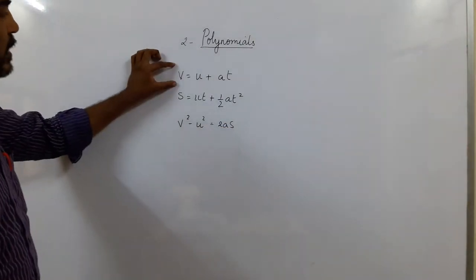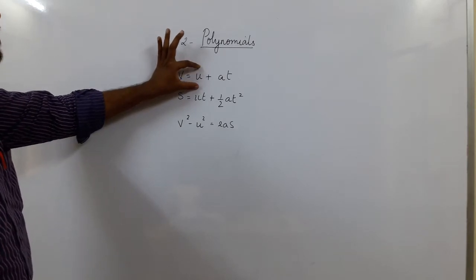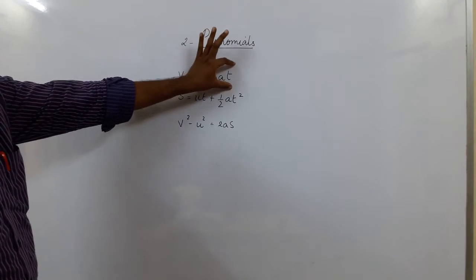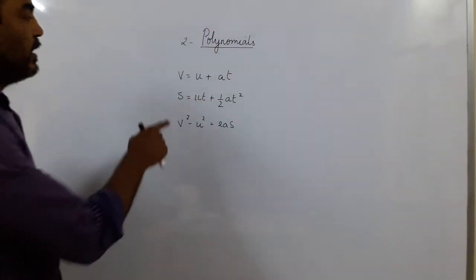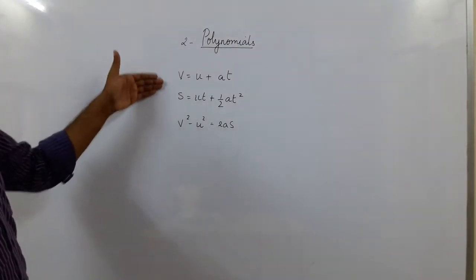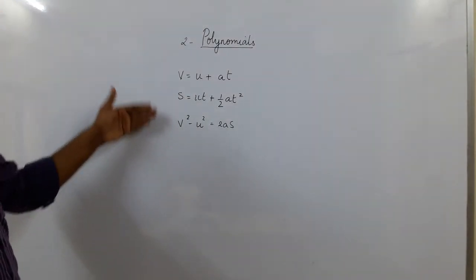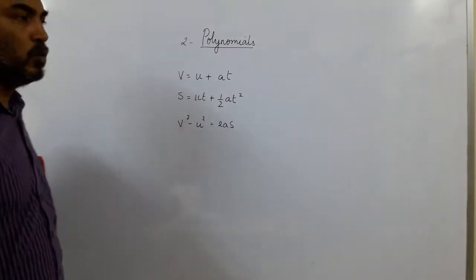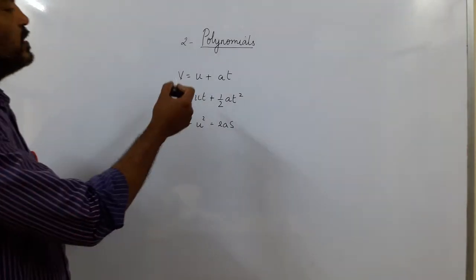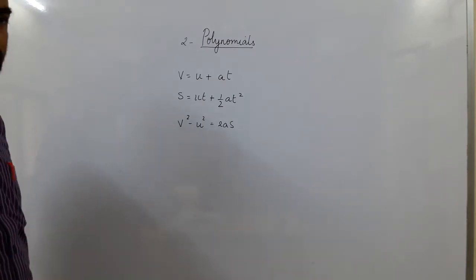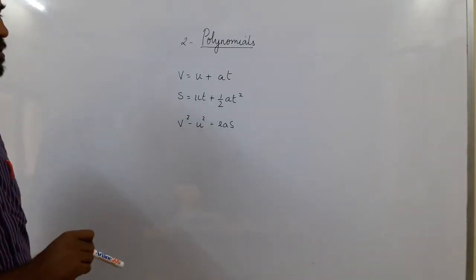Here v is the final velocity, u is the initial velocity, a is the acceleration, and t is the time taken for the acceleration. s is the displacement. Now you have got three equations here. So what do you do with these equations? You solve these equations under the conditions given to you. So polynomials are expressions of this type in which we have got variables and we have got constants.